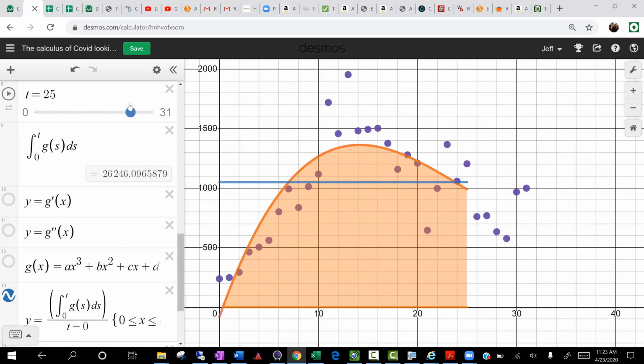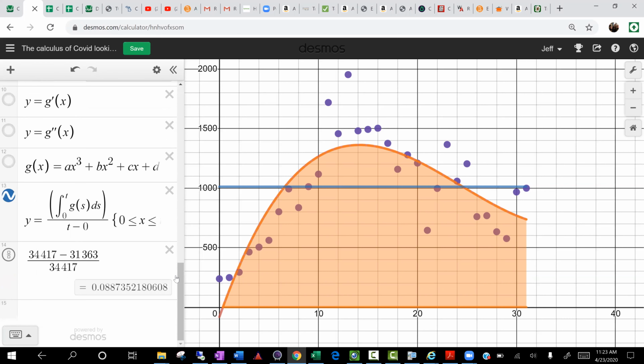Then the average values should start declining a little bit until we get to the final average values. So on average, over the last month, we've been getting about 1,000 cases a day, is what this is saying. Wow. So how are we looking on that one? Yeah, that's pretty cool. Okay.